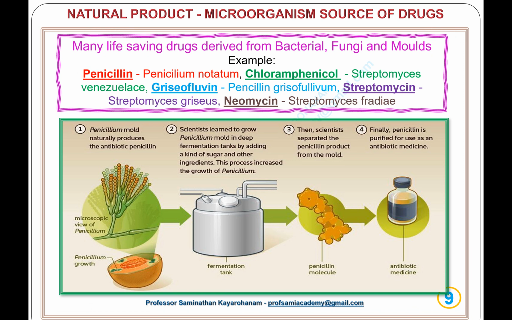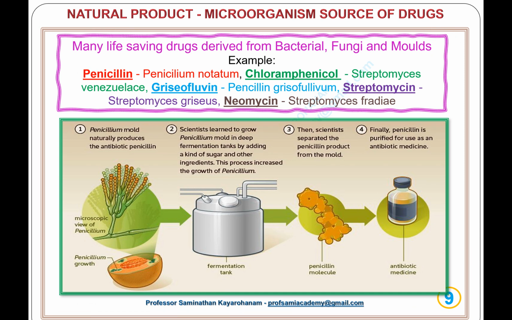Production of penicillin, microorganism source. For many years, scientists knew that certain molds killed some bacteria. However, researchers needed to understand how to harness this antibacterial microbe and manufacture enough of the substance before they could make a useful medicine. Step 1. Penicillium mold naturally produces the antibiotic penicillin.